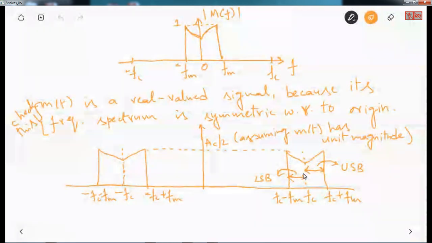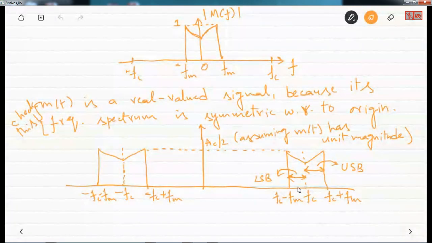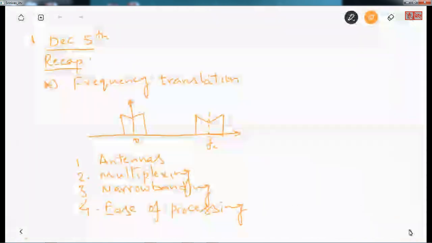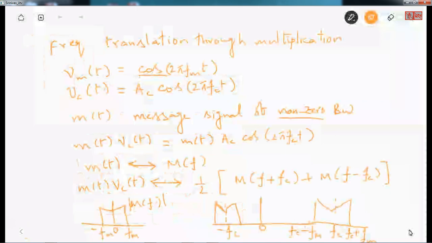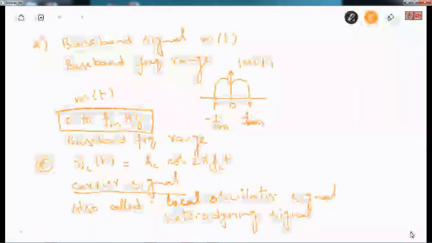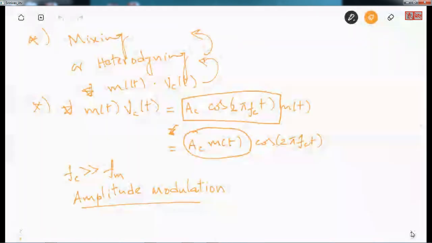Now we have simply the baseband signal, right? There is a baseband signal translated in frequency. So this we are calling upper sideband, this we are calling lower sideband. So what we have after multiplication is a double sideband suppressed carrier signal. So this is called a double sideband suppressed carrier amplitude modulated signal.